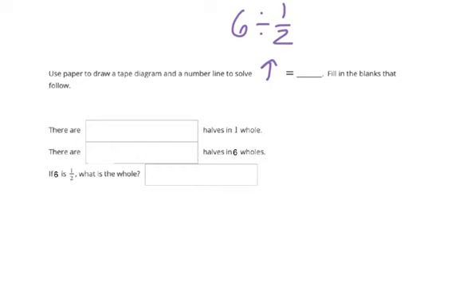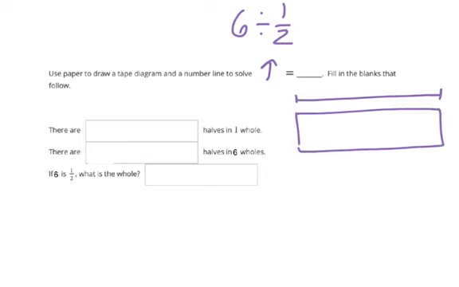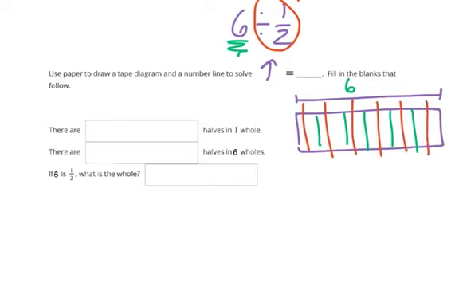Okay. So, how do we draw a tape diagram for 6 divided by 1/2? Well, I begin with 6. And then I'm splitting each piece in half. How many total pieces do I have? 1, 2, 3, 4, 5, 6, 7, 8, 9, 10, 11, 12. You should have 12.